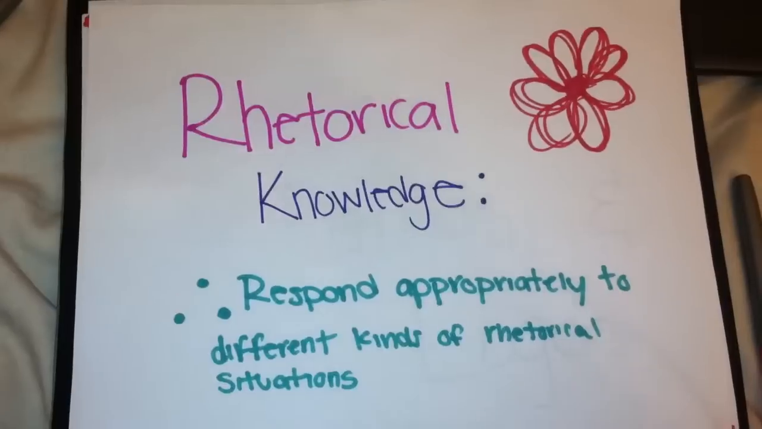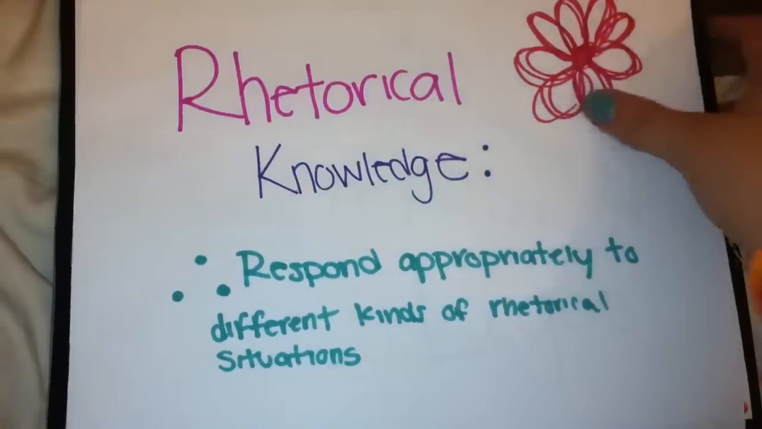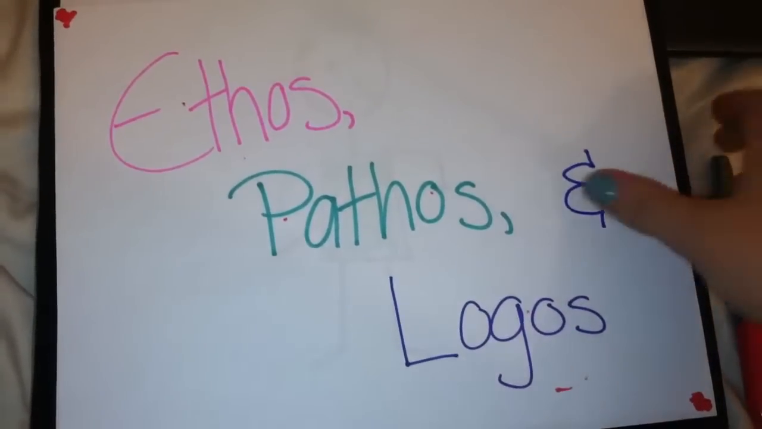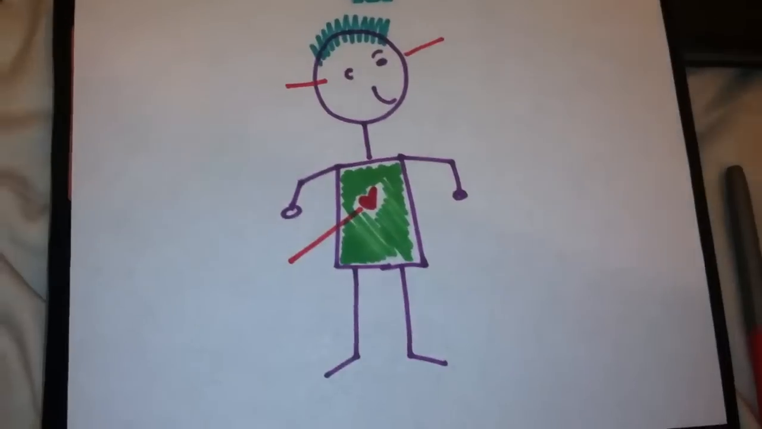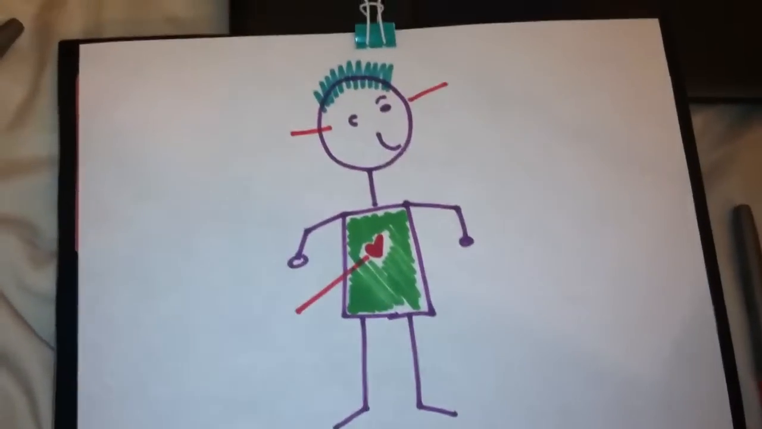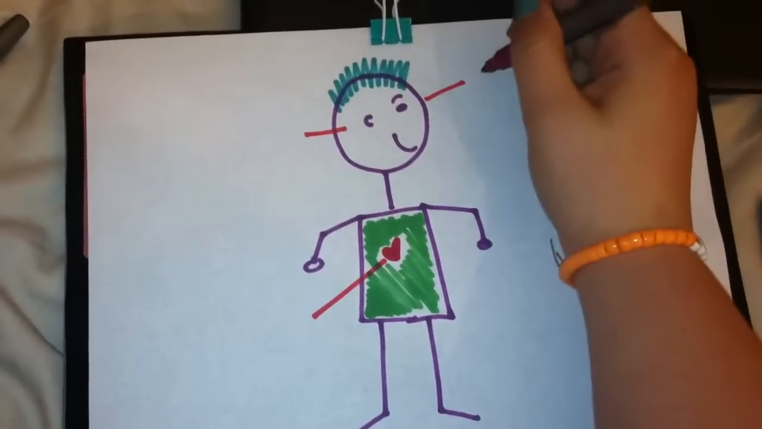In this video, I'll be talking about rhetorical knowledge and how to respond appropriately to different kinds of rhetorical situations. To do so, you need to know what ethos, pathos, and logos are. To easily explain that, I made a diagram of this little guy here, and I'll tell you what each of these little branches stand for.